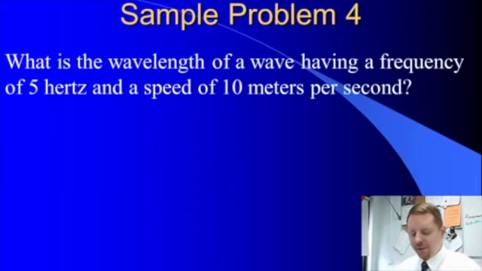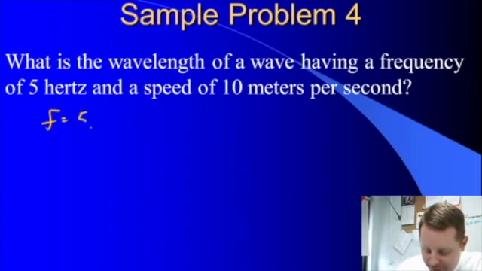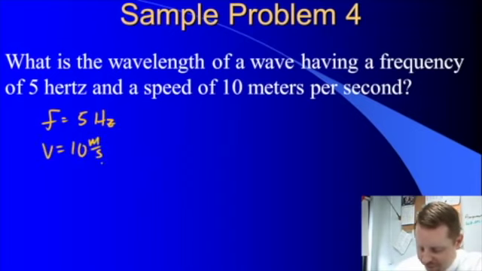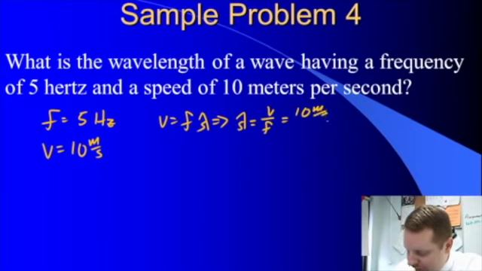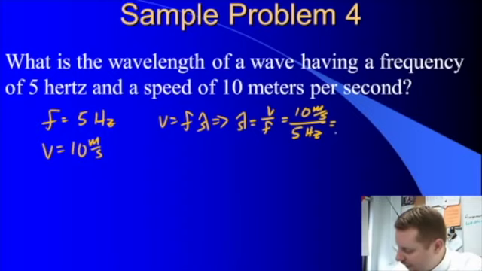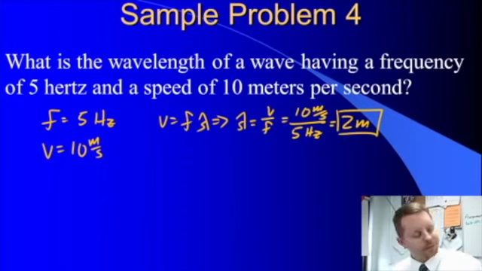Let's see how this works. What is the wavelength of a wave having a frequency of 5 hertz and a speed of 10 meters per second? Well, if velocity is equal to frequency times wavelength, then we could say that wavelength equals velocity over frequency, or 10 meters per second, divided by 5 hertz, or 5 over seconds, is going to give us a wavelength of 2 meters. Pretty straightforward. Let's try another one.